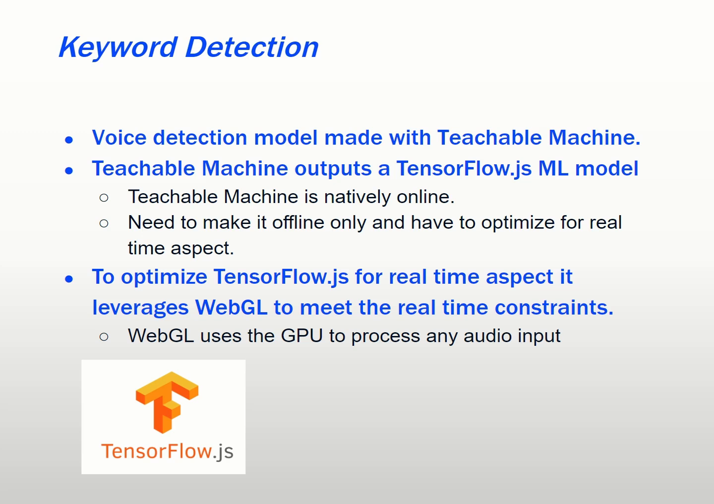Teachable Machine models are natively using TensorFlow.js. For our applications, we want it to be offline only, so we have to host the TensorFlow libraries and models in a simple Python server. Then, a simple user interface was made that uses TensorFlow.js and WebGL. The user interface was then made through Node and Parcel. TensorFlow.js enables us to use WebGL to leverage the GPU so that we can process audio input into the model fast to meet real-time constraints.